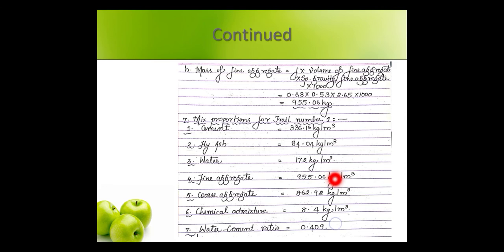So at the last you need to write what are the quantities you have got about cement, water, coarse aggregate, fine aggregate. As this is the trial we are doing, you can mention it as trial number 1. So this problem is also related with superplasticizer. Thank you.